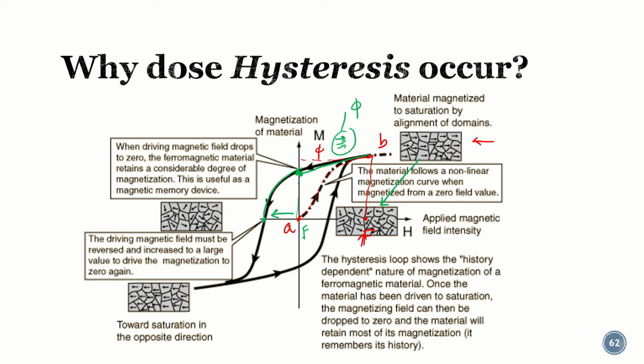Now, to make it 0, we have to apply some more magnetomotive force, so that we get this one. And eventually we increase more negative magnetomotive force, so these domains will be aligned in the other direction. Here they were aligned in this direction, now they will align in the other direction.